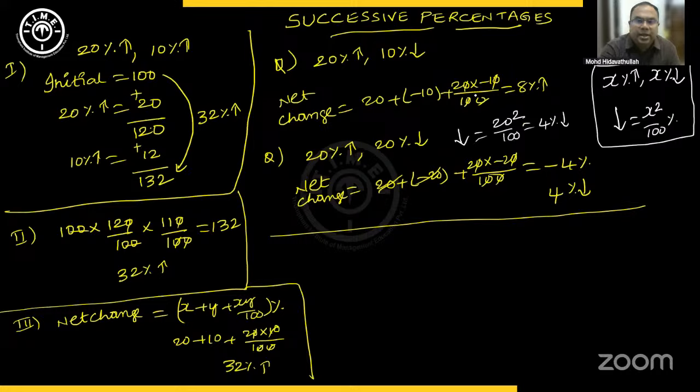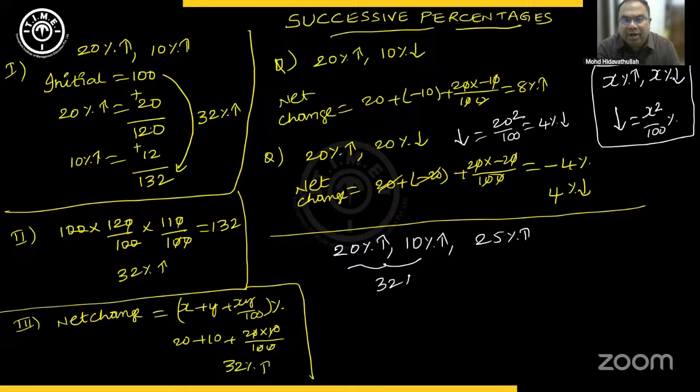Now if I'm increasing it by 20% followed by 10%, then again I'm increasing by 25%. What's the net increase? Successive percentage, sir, I can apply to only two, no? Apply for these two, you'll get 32. Already we have applied here. Apply for these two again: 32 plus 25 plus 32 into 25 upon 100. 25 goes 4 times, 4 goes 8 times. 65%.